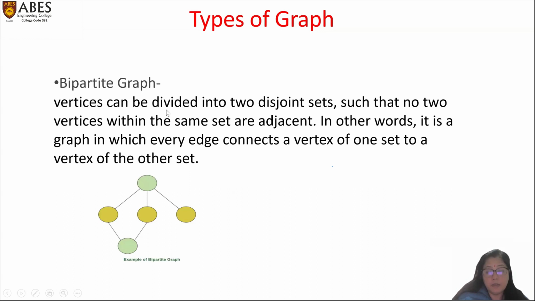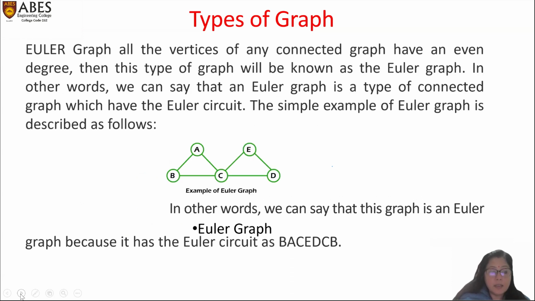So here the definition is written. Vertices can be divided into two disjoint sets such that no two vertices within the same set are adjacent. In other words, it is a graph in which every edge connects a vertex of one set to a vertex of the other. For example, the green colored vertices belong to set V1 and the orange or yellow colored vertices belong to set V2. One set contains two vertices and the other set contains three vertices. So it is a bipartite graph.